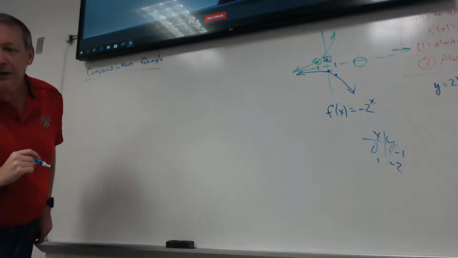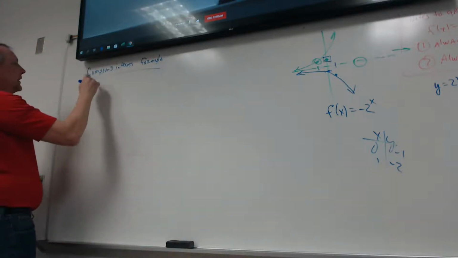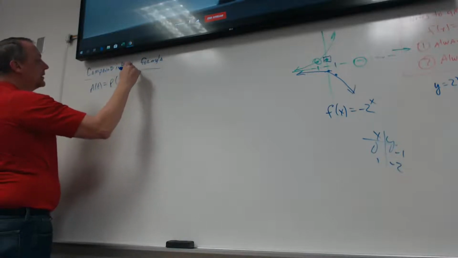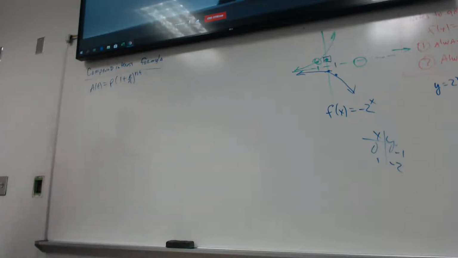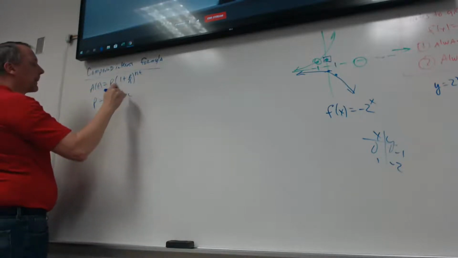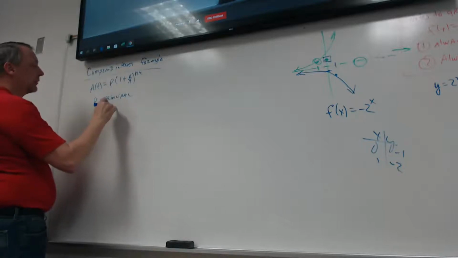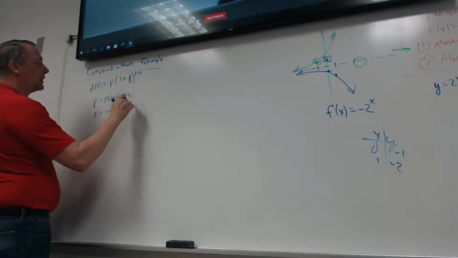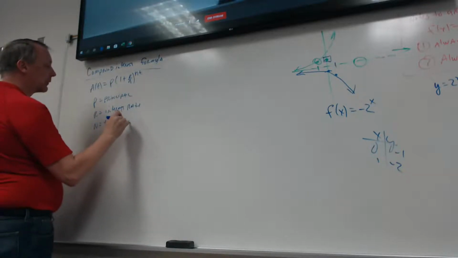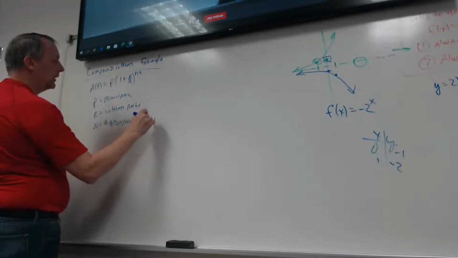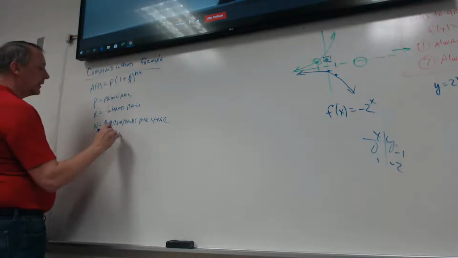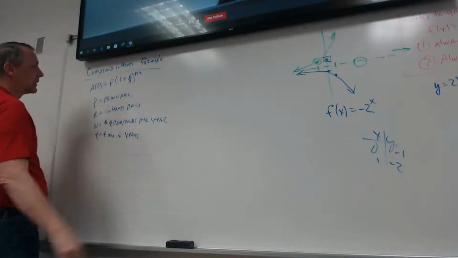And it's going to be A of t equals p times 1 plus r over n to the nt power. Okay? So p is going to be your principal. R equals your interest rate. N equals the number of compounds per year. T equals your time in years. Okay?